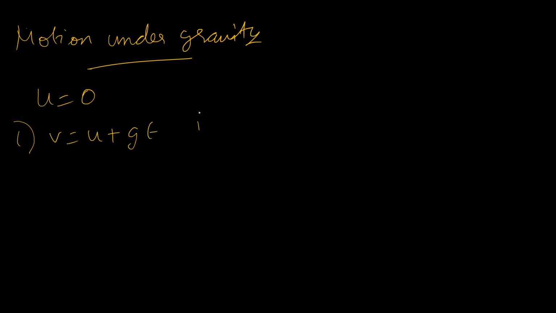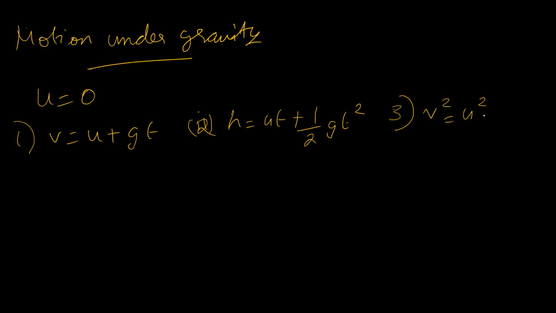Second one, h is equal to ut plus half gt square. Third one, v square is equal to u square plus 2gh. Instead of s, it will be noted as h, that is height.